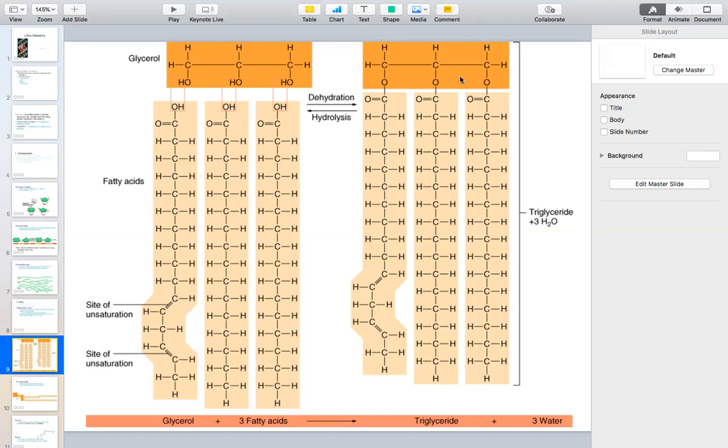So hydrolysis would be the opposite. If your body wanted to break this down, hydrolysis would add water to do so. And so the byproduct, again, is going to be those three water molecules.